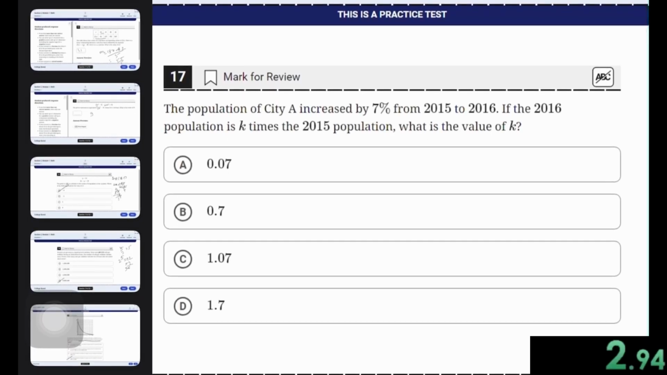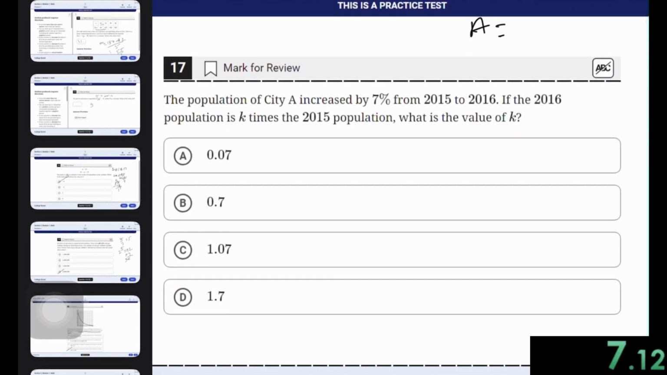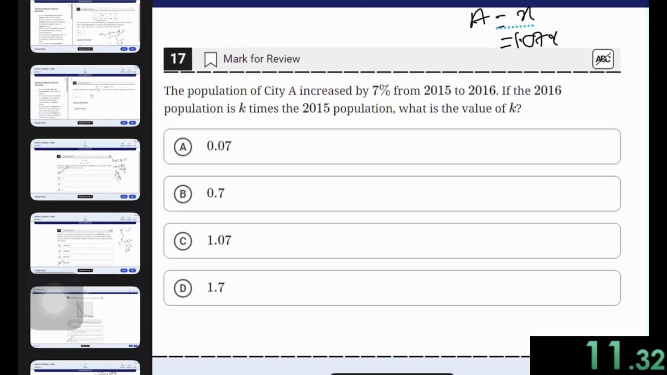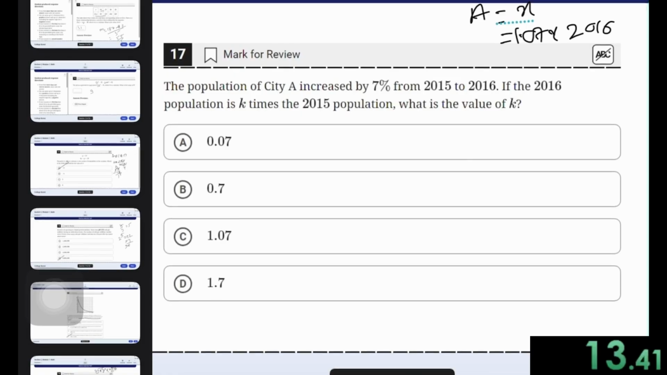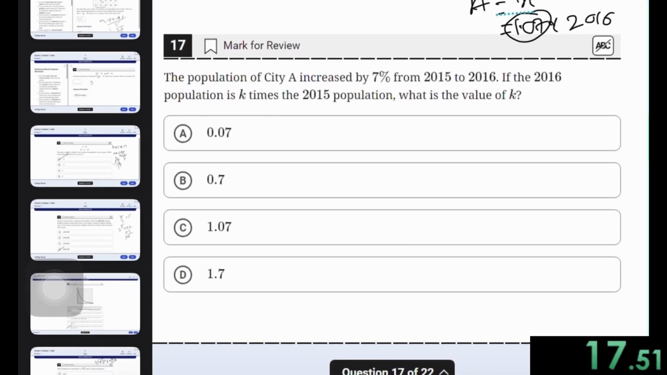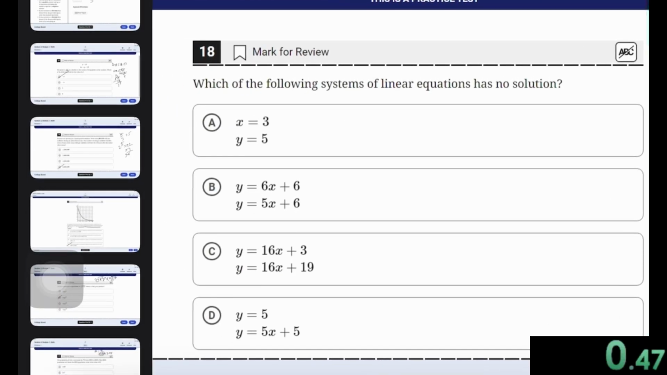Population of city A increased by 7% from 2015 to 2016. So let's say it was first x, then it becomes 1.07x in 2016. If 2016 is k times, what is the value of k? So it's like 1.07 times, right? So great. Which of the following systems of linear equations has no solution?